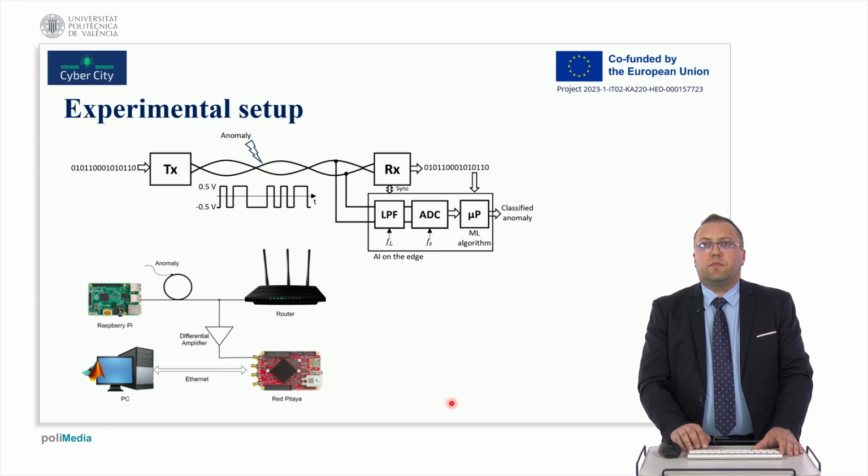Regarding the experimental setup that is described in this paper, here you can see that a transmitter receives the digital data, the bitstream data, and sends it through a dual wire cable to a receiver. This dual wire cable is cheap and is commonly used in Ethernet cable for high-speed data communication.